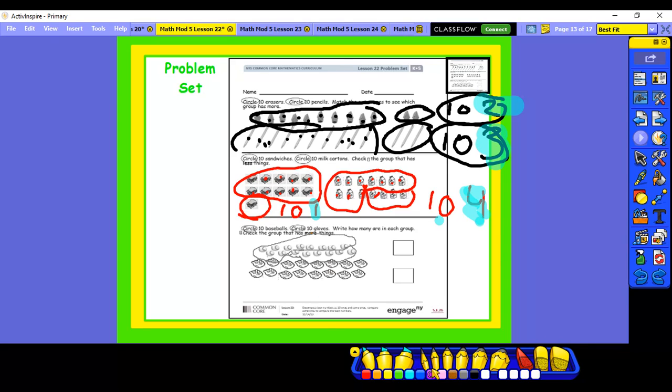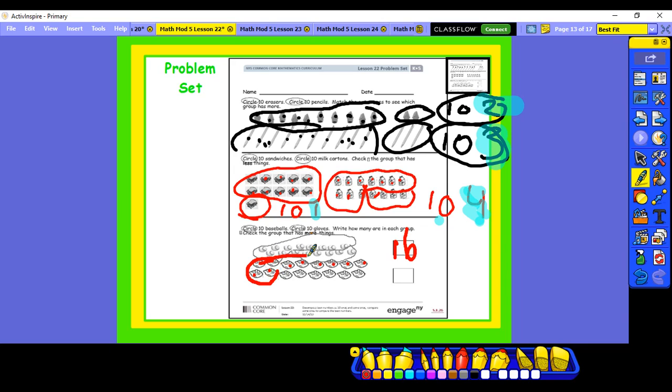How many baseballs are left over? 1, 2, 3, 4, 5, 6. If I have 10, 6 baseballs, how do I say the teen number? 16. Good job. Now let's find our group of 10 gloves. 1, 2, 3, 4, 5, 6, 7, 8, 9, 10.